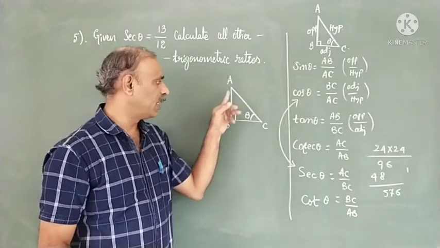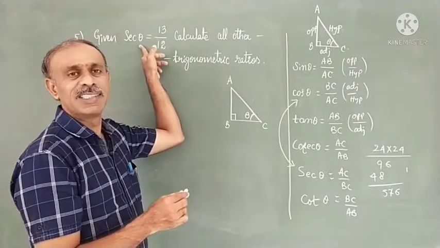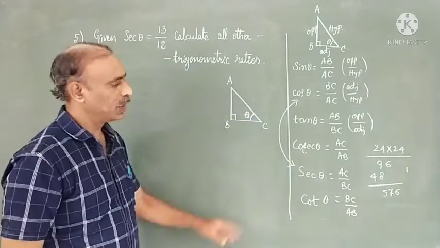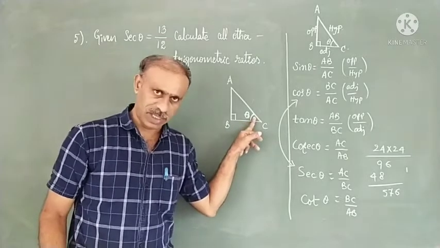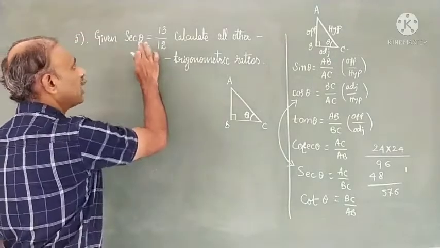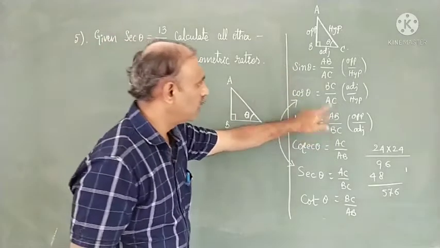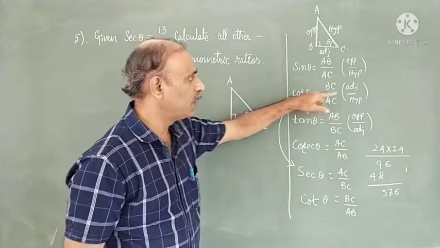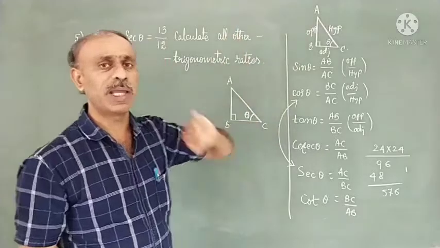Whether it may be C or D or A, no problem here. Because they didn't mention secant A, sin A, like that they didn't mention. So you have to go with theta. Any angle, any name you can give here, but which acute angle you are going to consider should be mentioned with the theta. Right? Secant they have given. What is secant ratio? Secant is nothing but, see, cos and secant are reciprocal. Cos means adjacent by hypotenuse. Therefore, secant is hypotenuse by adjacent.